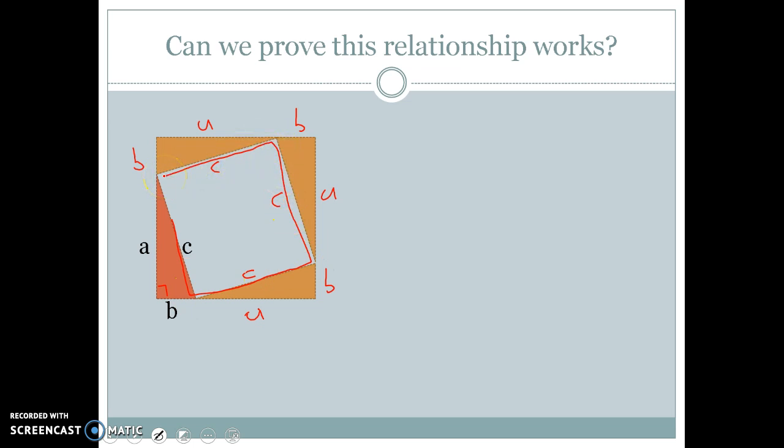area of the outside. If I take the area of the big square first, I'm going to have to multiply its length times its width. Well, that's going to be a plus b times a plus b. And then I'm going to subtract the area of the 4 triangles. So I have 4 triangles, but to find the area of one of the triangles, I'm going to take 1/2 times its base, which is b, times its height, which is a.